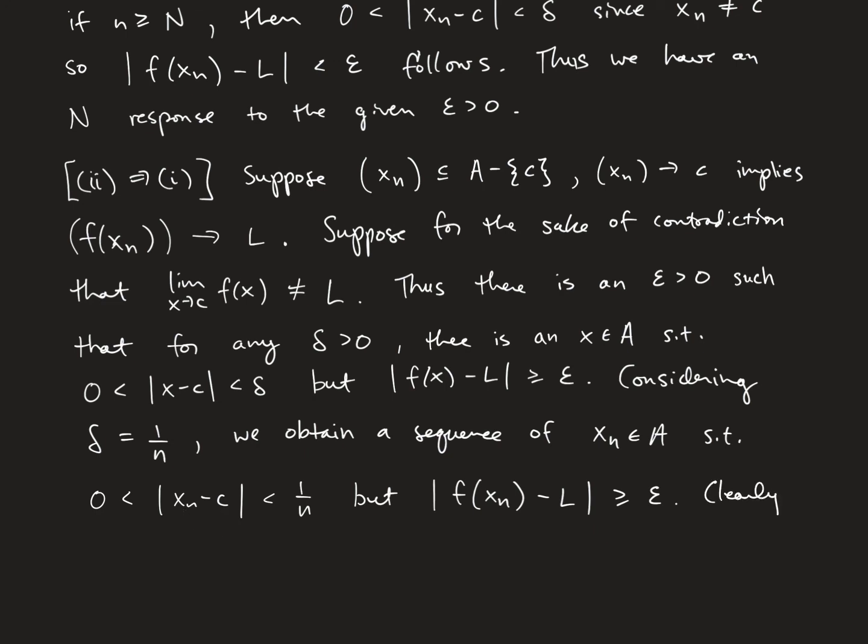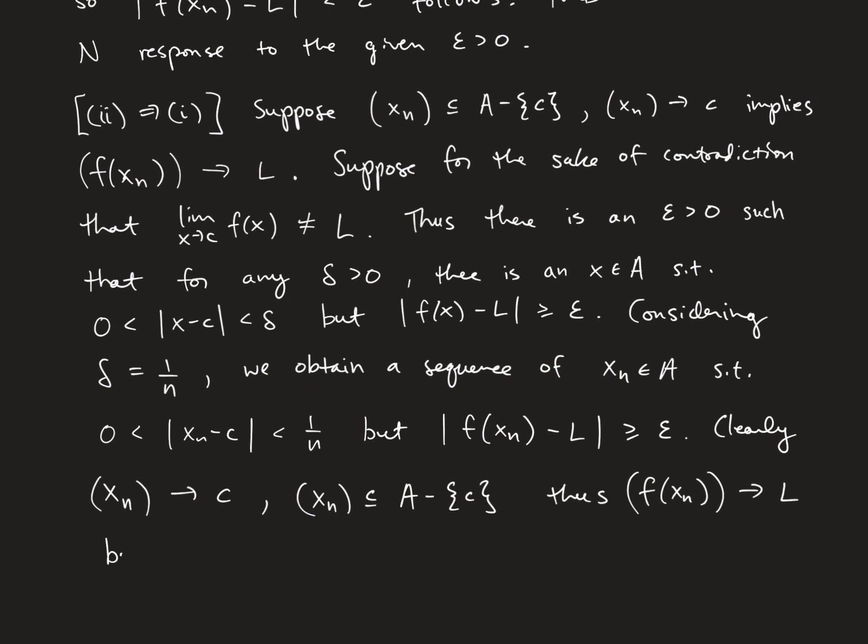So clearly this sequence of xn is converging to C, right? And also xn, by construction, they're in A, and since we have greater than 0 here, they're not equal to C. So this is in A, but they're never equal to C. So thus, the f of xn's must be converging to L by assumption.